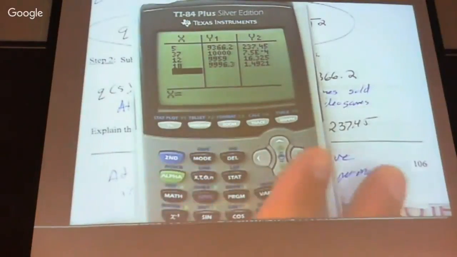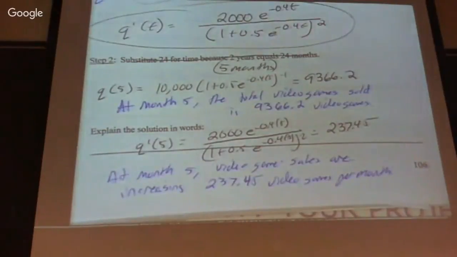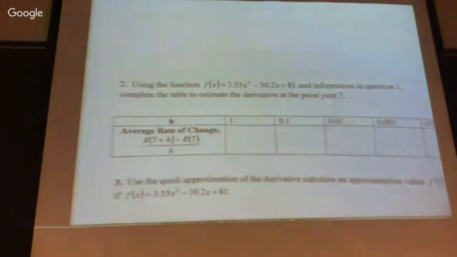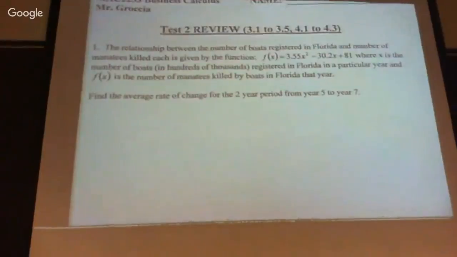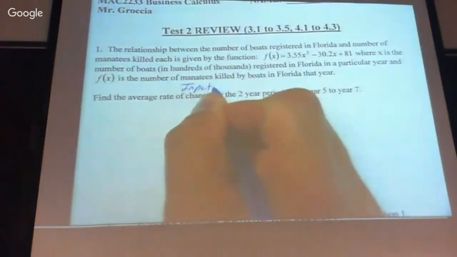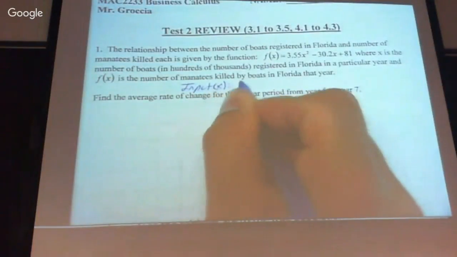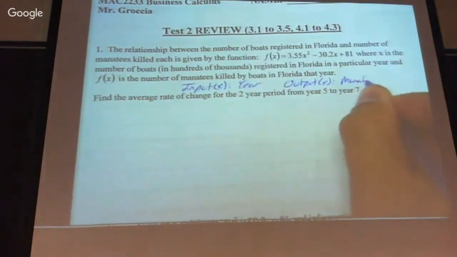Does this all make sense? And if you can type in that, you can type in anything. Are we okay? So the rest of the time, I want you to work on the review. I do have a couple little things to point out. Number one, I was a little ambitious, so I apologize. You have too many things going on for number one. What I really intend for you to do is input X year, output Y manatees killed.